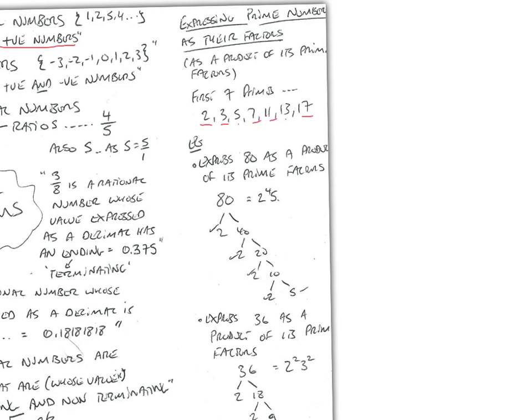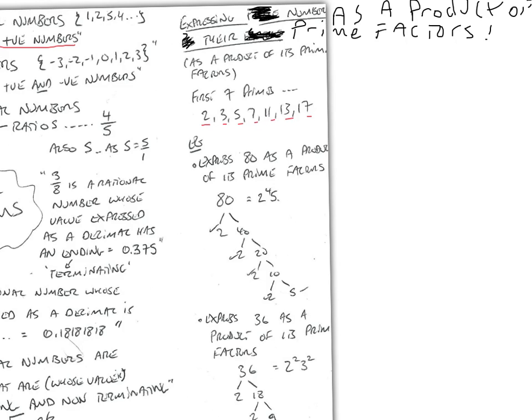Sometimes we're asked to express numbers as a product of their prime factors. So if we were to express 80 as a product of its prime factors, then 80 expressed as a product of its prime factors is actually 2 to the power of 4 times 5.